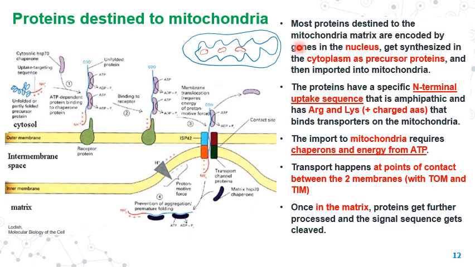Here, you're going to have genes that are in the nucleus of the cell. Then, the proteins are going to be made in the cytoplasm, not as finished product, but as precursor proteins. Okay? Now, those precursor proteins are going to have to be stretched out, and they're going to have to be pushed into the mitochondria. Okay?